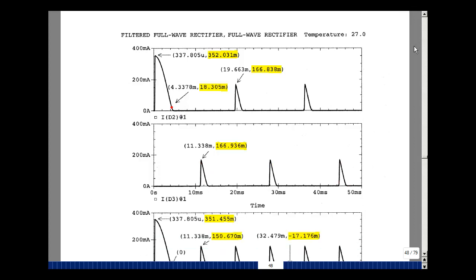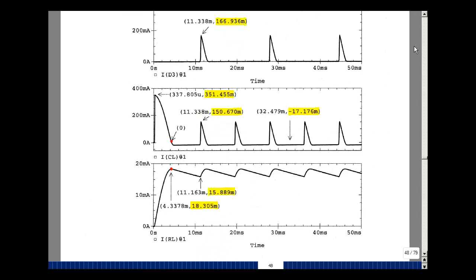I also plotted the current in the capacitor, and you can see that the current here also shot up, and the value here is 351.455 milliamps, and the peak for the current in the diode was almost the same number. It's a little bit bigger, it's 352.031 milliamps. And then here's the current in the resistor, which is also the voltage across the resistor divided by the resistance. And you can see that it's following the same shape as the ripple voltage.